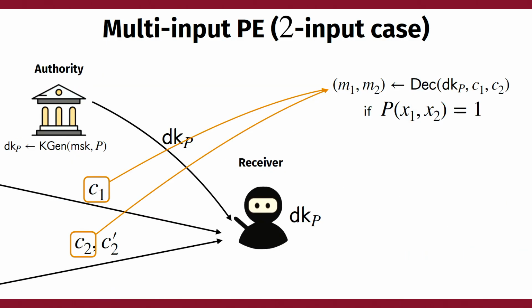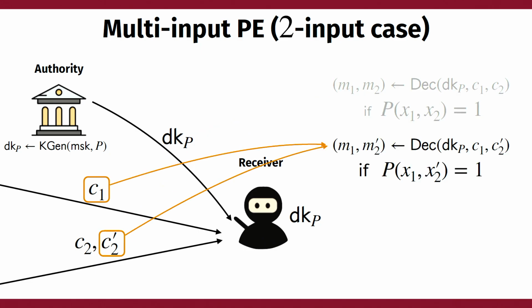So the power of the primitive comes from the fact that you can interleave ciphertexts, and also this is why the primitive is hard to build. So for example, when you take C1 and C2, you evaluate the predicate on some inputs, but if you change the second ciphertext, you're going to change the second input of the predicate.